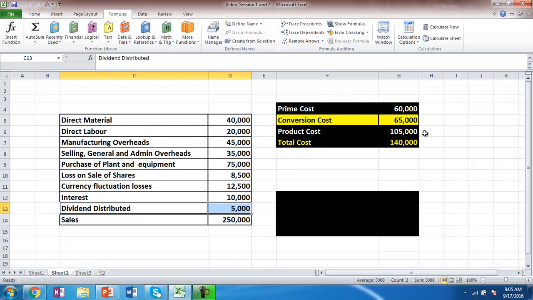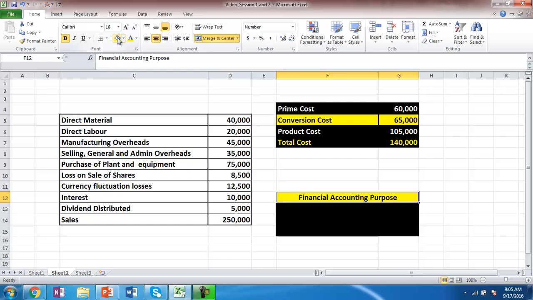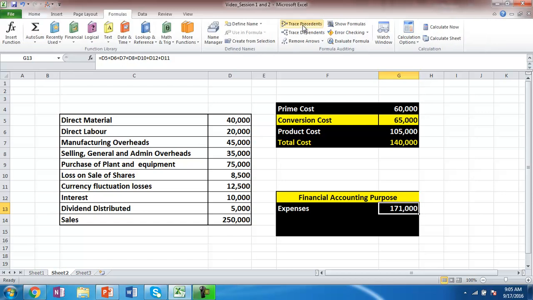Now let us see how this cost differs from the expenses that we normally see for financial accounting purposes. Expenses in the financial accounting will be 171,000. What does that consist of? From this information: direct material, direct labor, manufacturing overhead, selling, general and admin overheads, the loss on sale of shares, currency fluctuation losses, interest. All these are shown on the expense side of the income statement or profit and loss account.